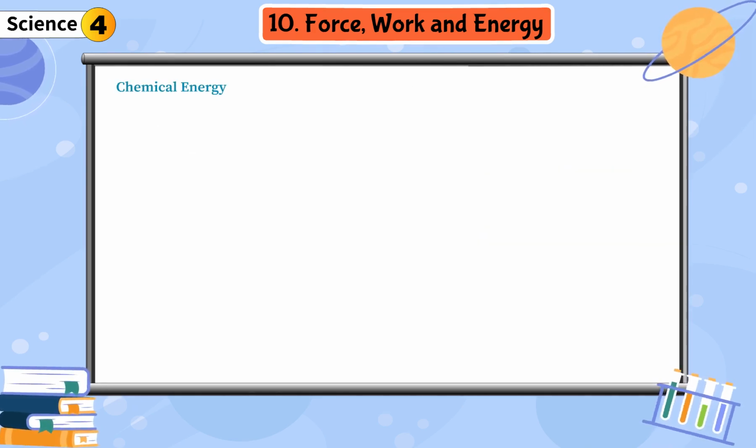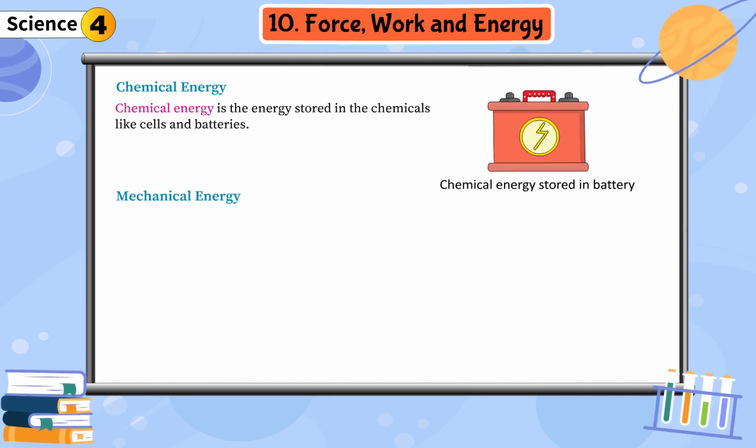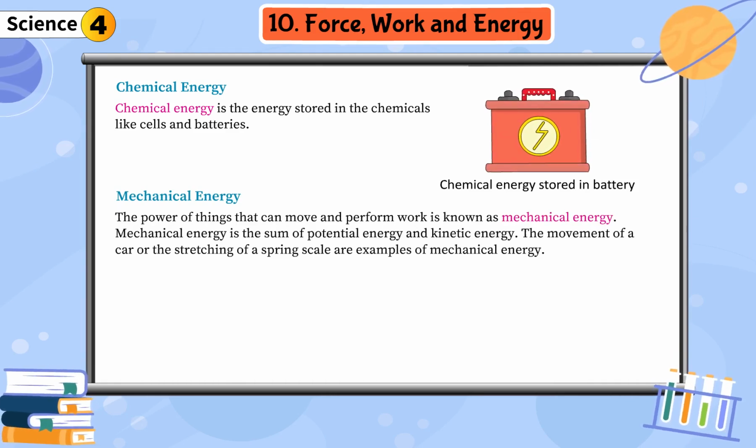Chemical energy. Chemical energy is the energy stored in chemicals like cells and batteries. Mechanical energy. The power of things that can move and perform work is known as mechanical energy. Mechanical energy is the sum of potential energy and kinetic energy. The movement of a car or the stretching of a spring scale are examples of mechanical energy.